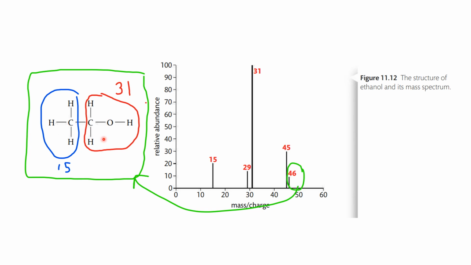So you can see here I have ethanol. Why is it ethanol? I have 2 carbons, that's eth, and ol, because it's got an OH group, which makes it an alcohol. Now this is its spectrum here. You can see that I have 1, 2, 3, 4, 5 peaks.